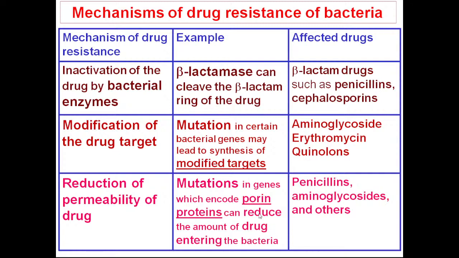So then mutations may also occur in the genes that encode porin proteins and may affect the ability of the drug to penetrate into the bacterial cell. And if they reduce the amount of drug entering the bacteria, of course, the effect of the drug will be reduced. And that's typical for penicillins, aminoglycosides, and others. And this is called reduction of permeability to the drug.